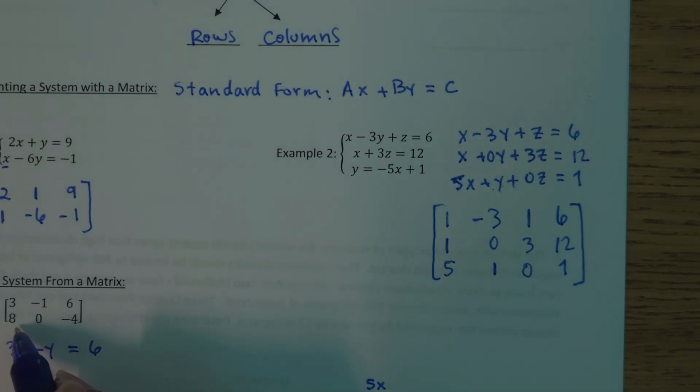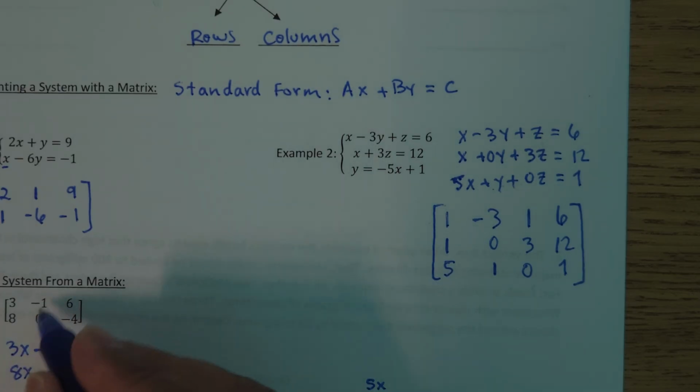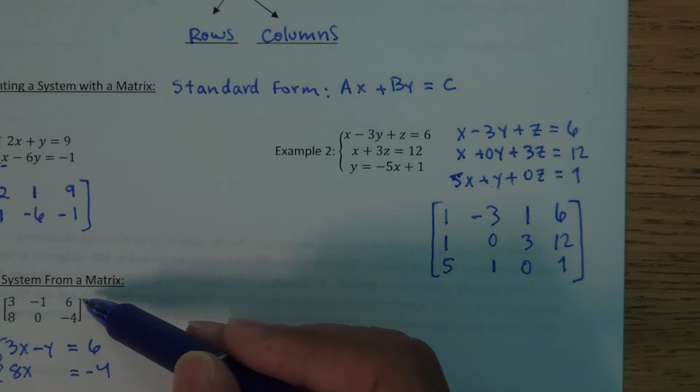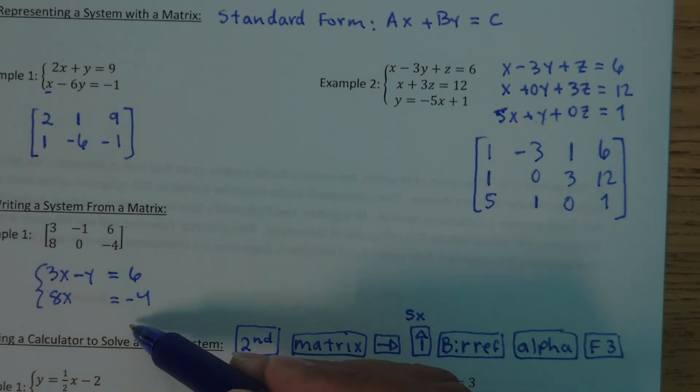The next one, we have 8x, and notice that we have no y, so you don't have to write a y here. You can just leave it like that, and then this is negative 4. So this is the system that represents that matrix. The point is, you should be able to go from a matrix to a system of equations.